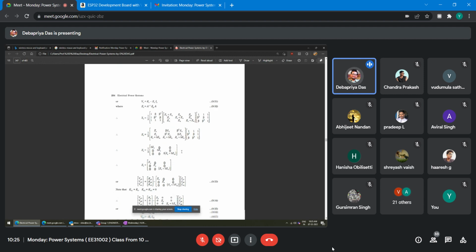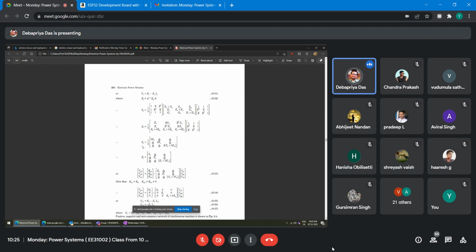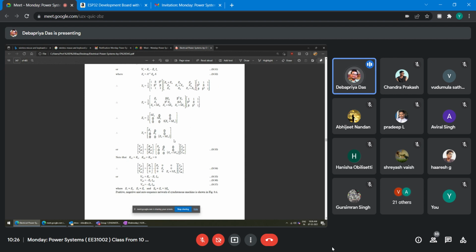If you multiply and simplify, finally ZS will become 1/3 times the matrix with 3ZS, 0, 0 in the first row, 0, 3ZS, 0 in the second, and 0, 0, 3ZS plus 3ZN in the third, right? Or since this 1/3 is there, you divide it, so ZS will be ZS, 0, 0, 0, ZS, 0, 0, 0, ZS plus 3ZN. Ultimately it will come like this. So this is your ZS.